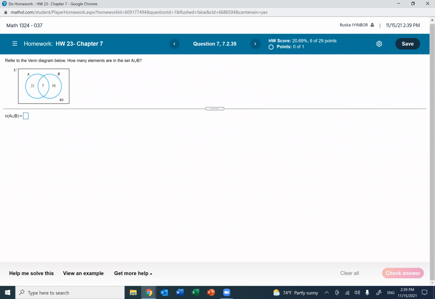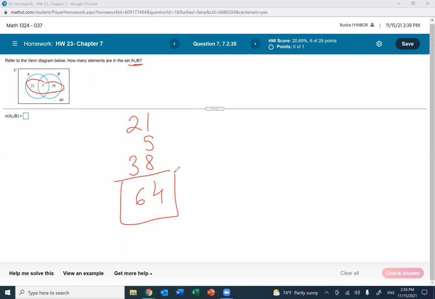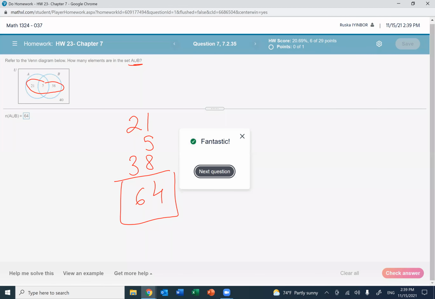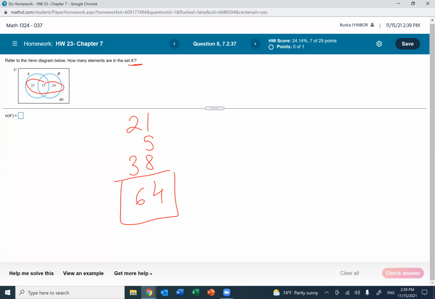Next one, we have another Venn diagram and you have to find the union between A and B. Union means what is in A and what is in B. So that means I'm going to add all these three numbers. I'm going to add 21 plus 5 plus 38. 64 is my answer. So that's what I'm going to put here, 64. And when you check it, it says fantastic. Okay, going to the next one.